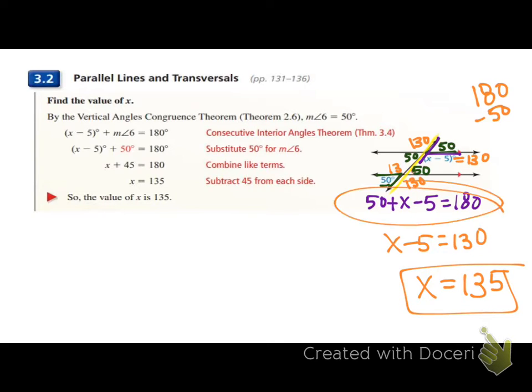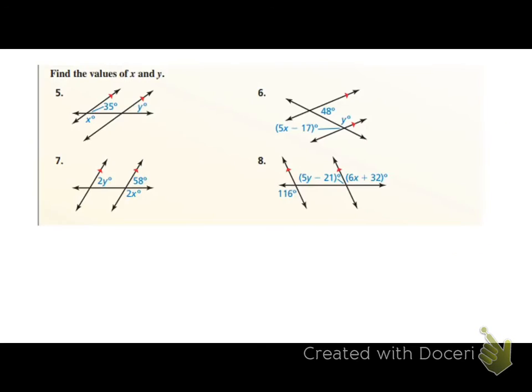They did it this way, if you look at it. Okay, they add them up, set them equal to 180. We can figure out what x minus 5 does equal and solve from there. So using all the properties we know, we're going to find the values of x and y here.